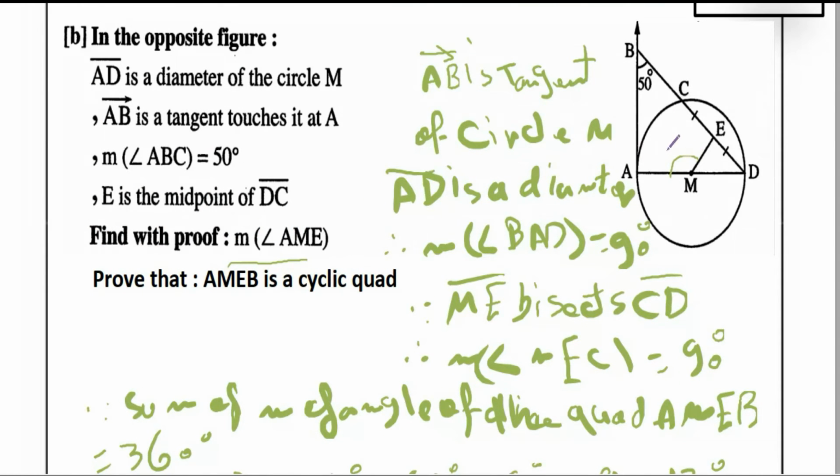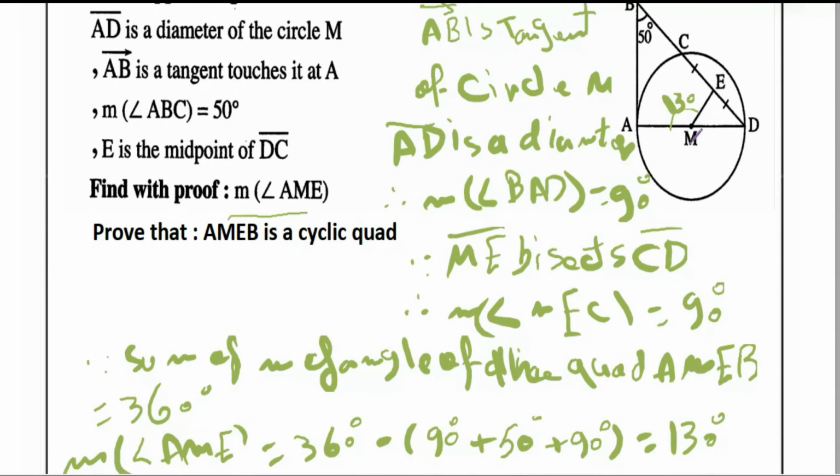Okay, measure of the angle AME plus measure of the angle ABE equals what? Equals 130 plus 50, and these are two opposite angles. So the quadrilateral AMEB is a cyclic quad, since measure of the angle AME plus measure of the angle B equals 180. So AMEB is a cyclic quad.